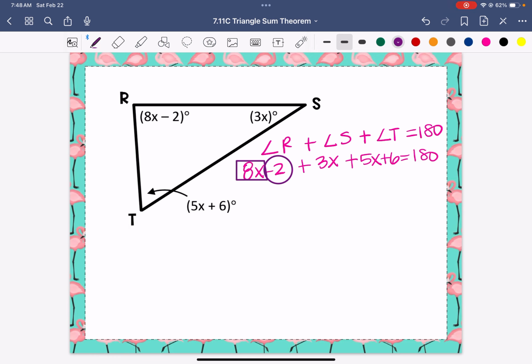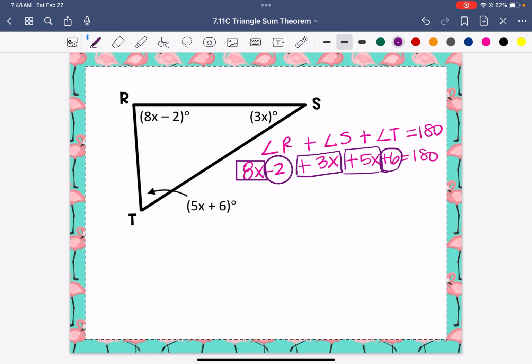Now the rest of my terms, at least for 7th grade, should all have either a box or a circle. Positive 3x, that would be a box. Positive 5x would have another box because these are like terms. They have the same variable of x and they have the same exponent, which is 1. And positive 6 doesn't have a variable, so that would actually just get a circle.